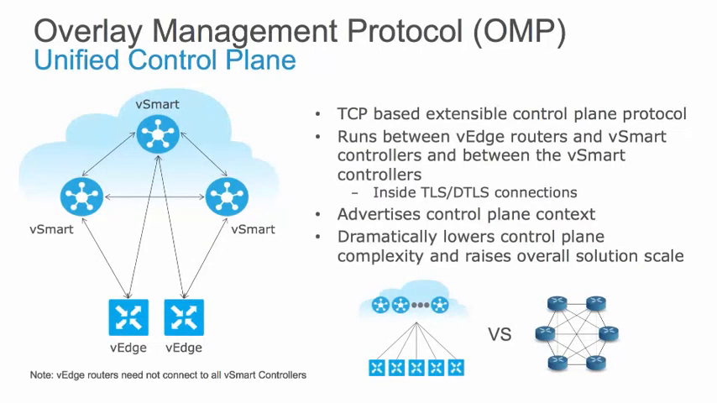To propagate and distribute all control plane policies, Cisco SD-WAN uses an SDN protocol called Overlay Management Protocol. The Overlay Management Protocol runs on top of TCP. It's an extendable control plane protocol. It runs between vEdge routers and vSmart controllers, and between vSmart controllers in a full mesh. It's inside a secure DTLS connection. It advertises all the control plane context and distributes policies.